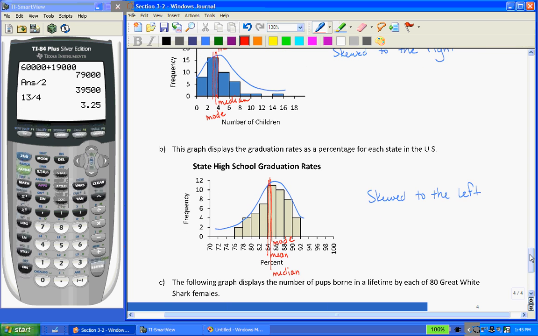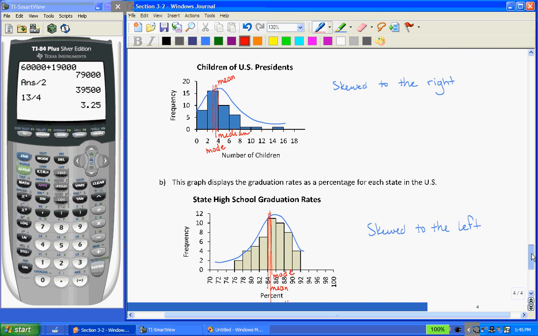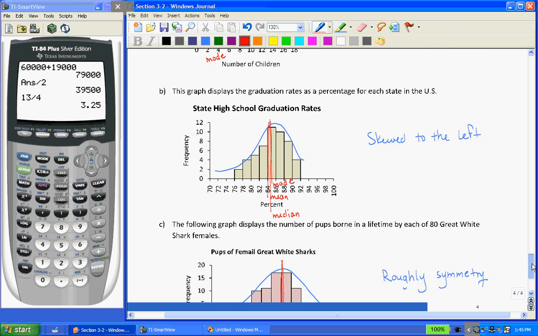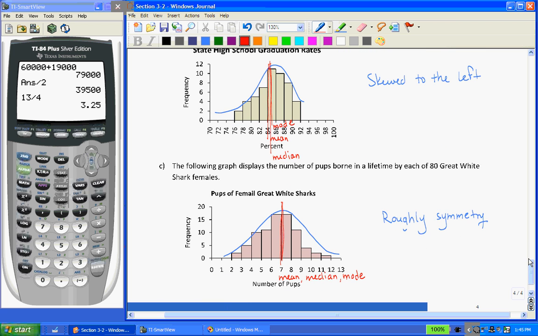So just keep in mind, skewness is in the tail. If I have a lot of values going on to the right, then it's skewed to the right. If I have values going off to the left, it's skewed to the left. But if both sides look relatively the same, then we consider that roughly symmetric.